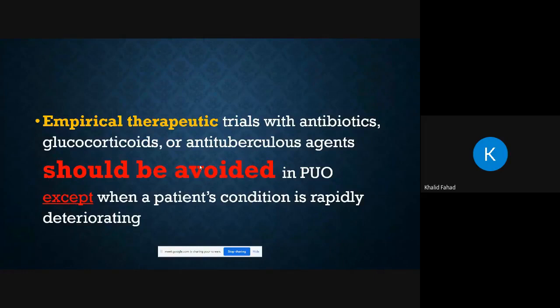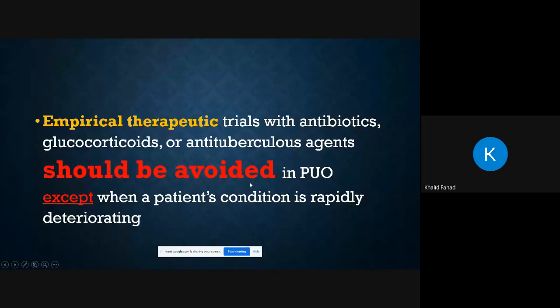But in certain conditions, for example, in a patient with extrapulmonary or pulmonary TB, when the radiological picture gives us a hint, with exposure history and high ESR, and the patient is in respiratory failure, we may give a trial of anti-tuberculosis drug therapy.